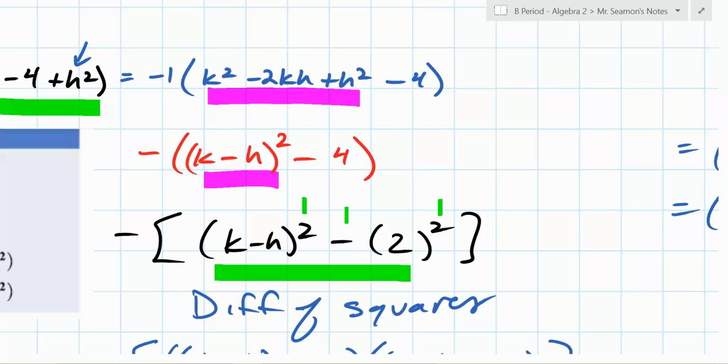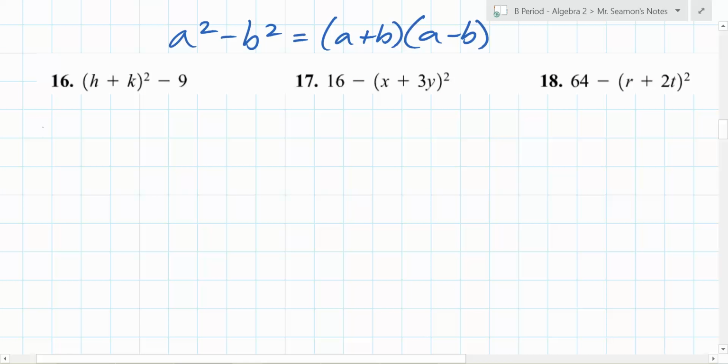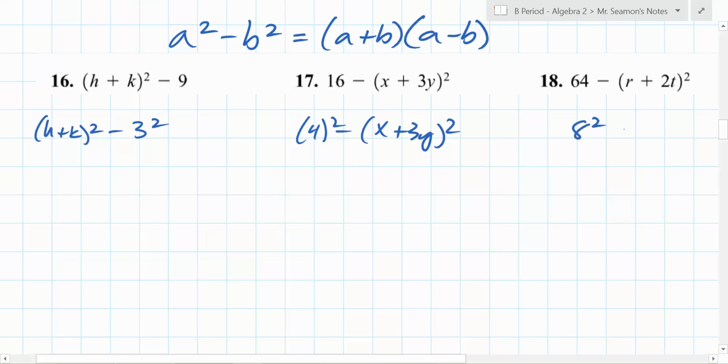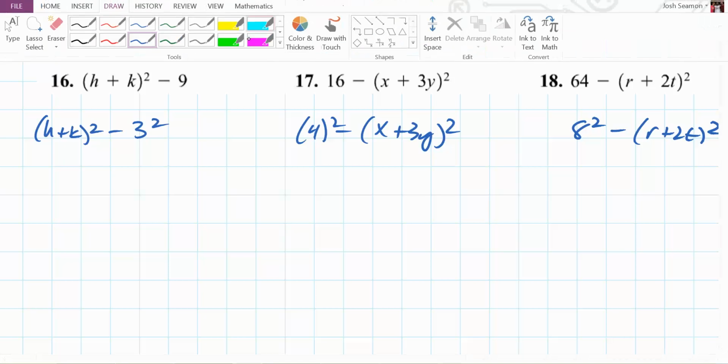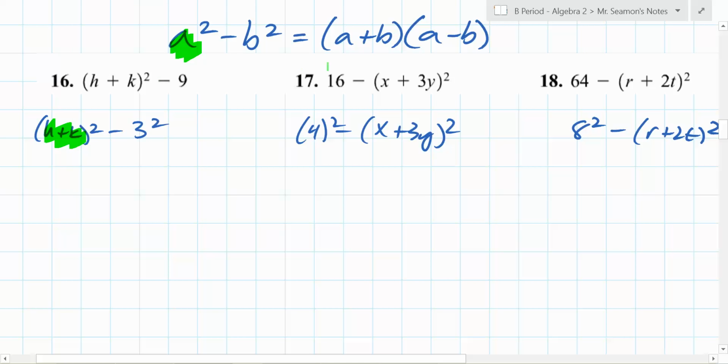Yes, Chris? It's all difference of squares. In the first one, it's (h plus k) squared minus 3 squared. In the second one, instead of 16, you write 4 squared, so (x plus 3y) squared. And in this case, it's 8 squared minus (r plus 2t) squared. And in each case, here's A, and here's A right there. And what about B? There's B, and there's B.